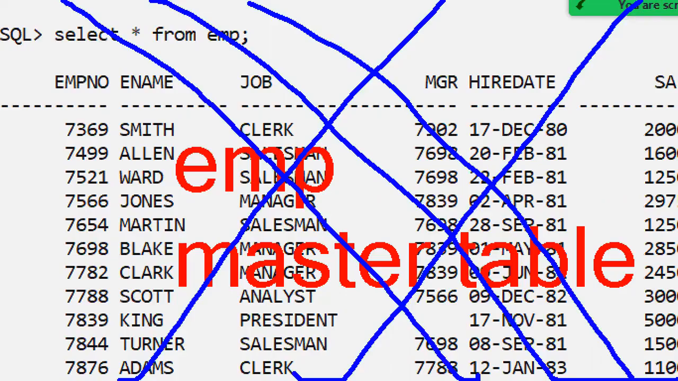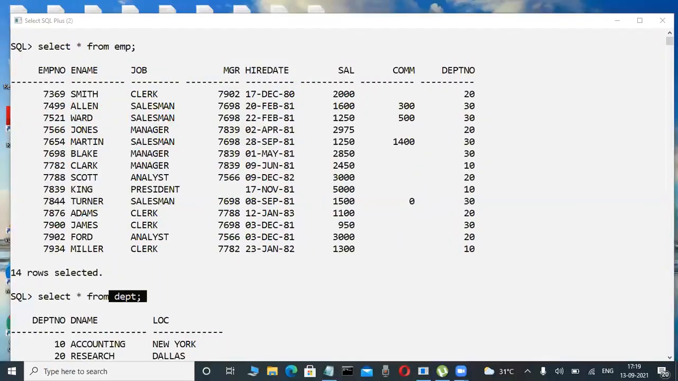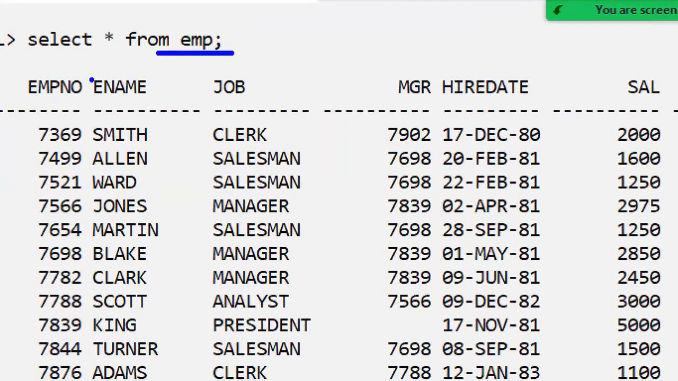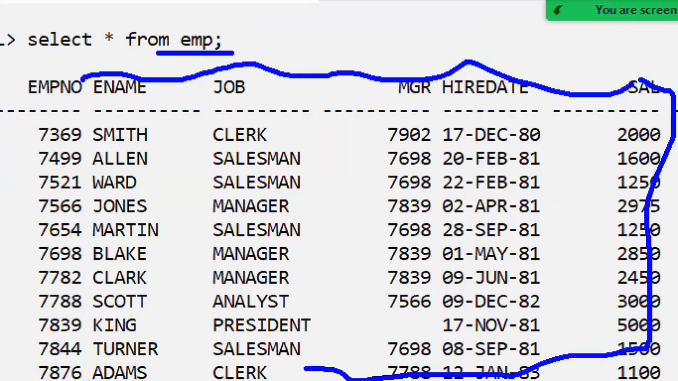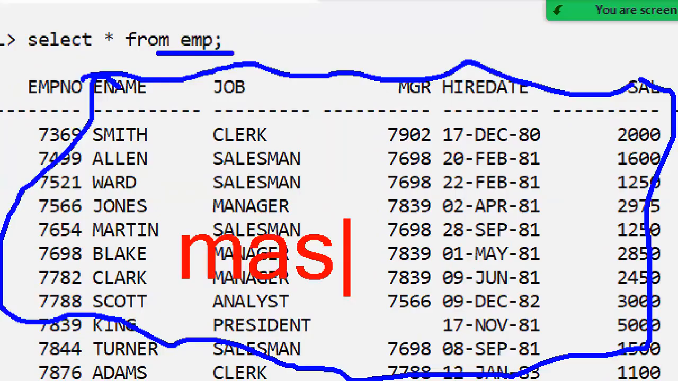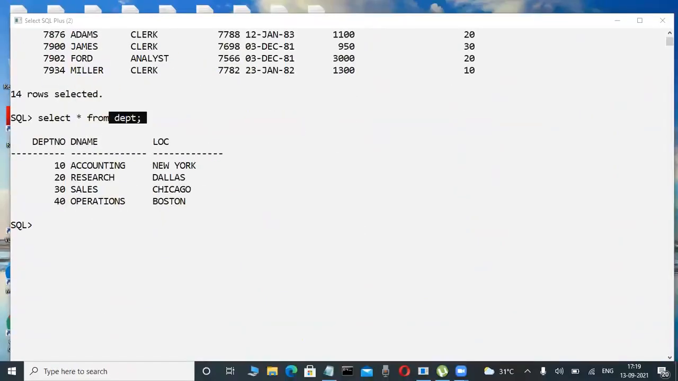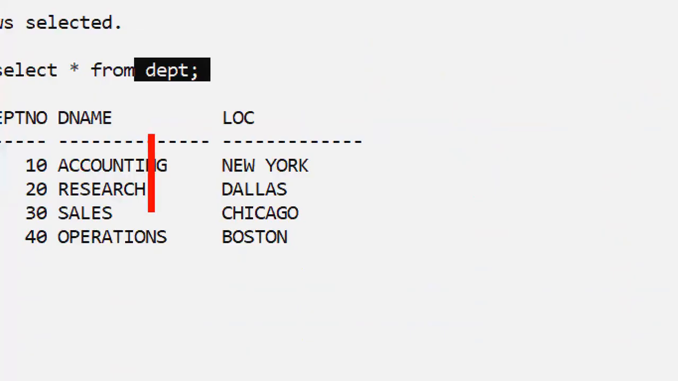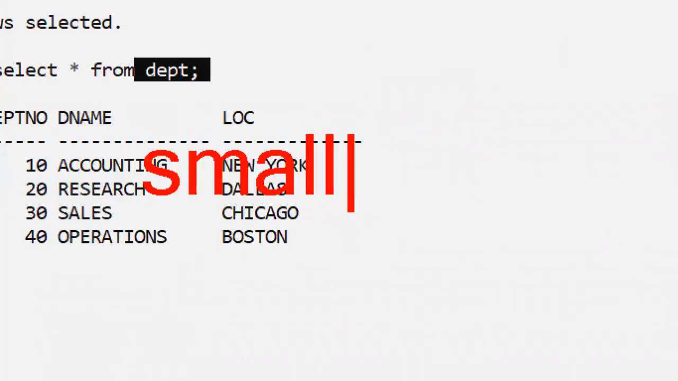Why do some students say EMP is a master and DEPT a child? Maybe their intention is that EMP is a big table. On screen this is a big table, so EMP is a big table, and a big table is a master table. DEPT table on the screen is small, so small means a child only. They are thinking that, but it is absolutely wrong.